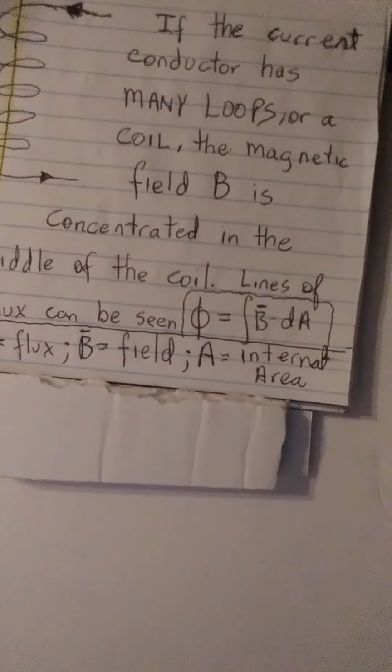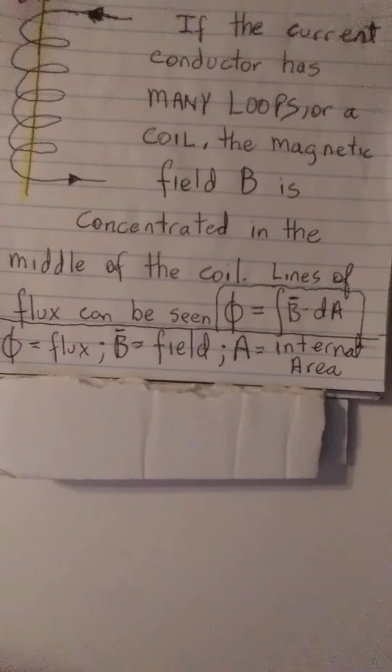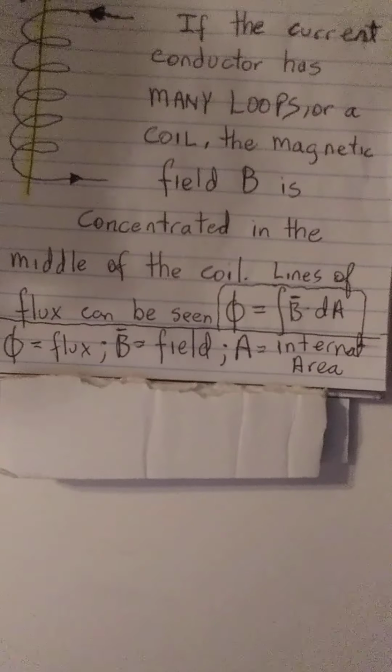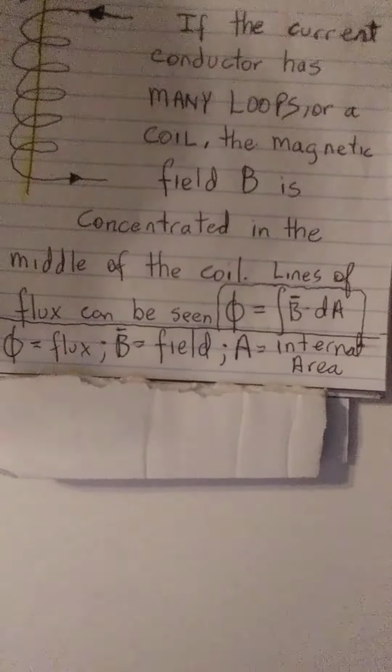What we have to our left is a solenoid, or a number of those coils. Notice that we have many loops. If the current conductor has many loops, or a coil, the magnetic field B is concentrated in the middle of the coil. Lines of flux can be seen. That is, phi is equal to the integral of B dot dA. So if we have a lot of coils, you're going to have a strong magnetic field, in this case directed upward.